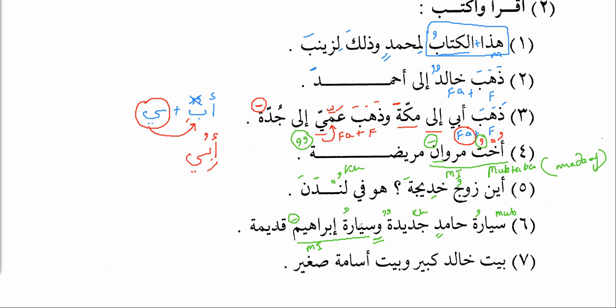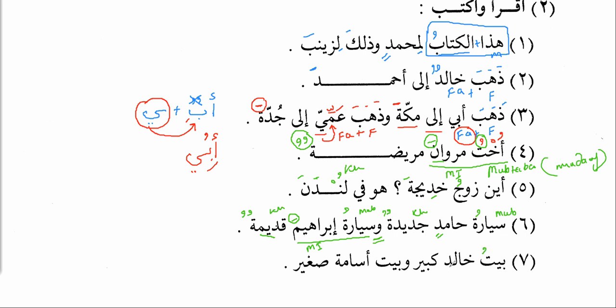Qadimatun. So if this is mubtada, this is also khabar, and the same i'rab. Qadimatun. The car of Ibrahim is old, and the car of Hamid is new.